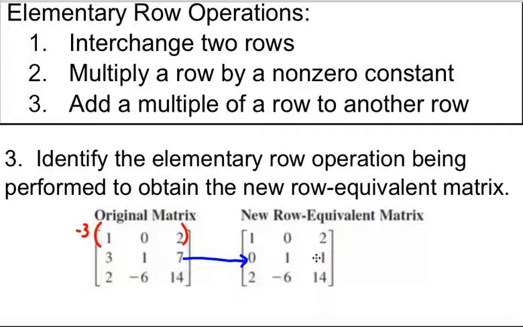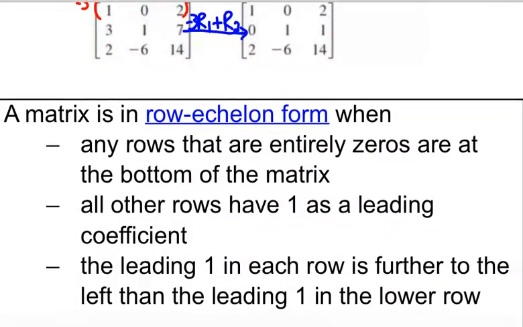So now we need to write down what it is. We took negative 3 times row 1, and we added it to row 2. And that was the elementary row operation that happened here. We will be doing a lot more with that in a bit.